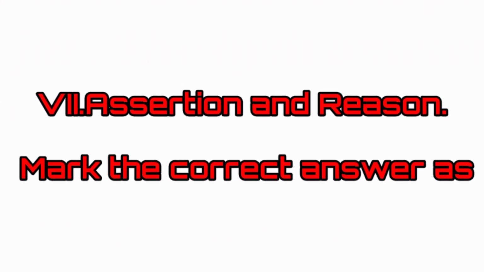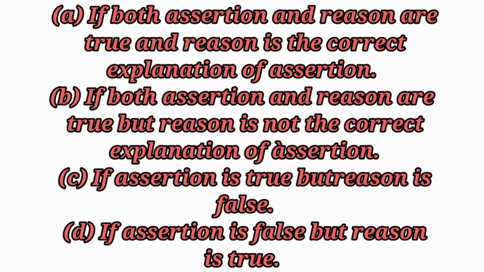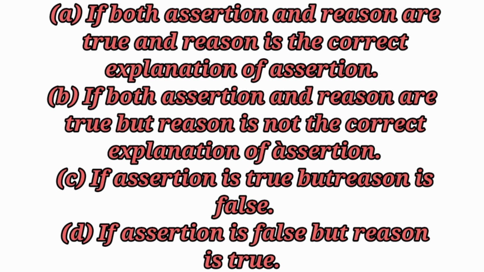Assertion and reason type questions, mark the correct answer as. 4 options are given. We have to choose the correct option. Option A, if both assertion and reason are true and the reason is the correct explanation of the assertion. B, if both assertion and reason are true but reason is not the correct explanation of assertion. Option C, if assertion is true but reason is false. Option D, if assertion is false but reason is true.